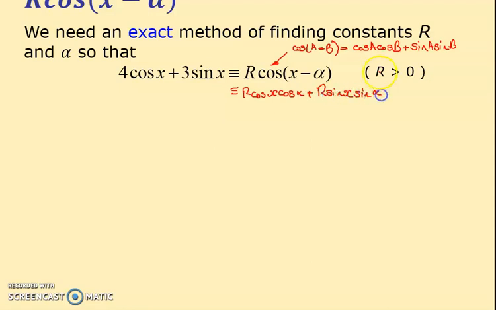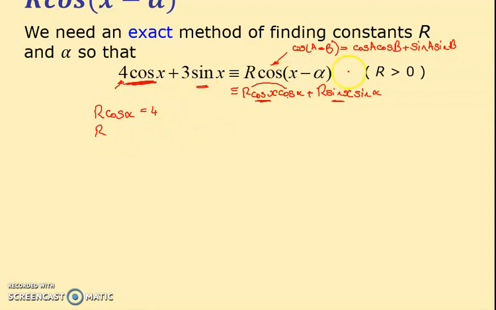And now what I do is I look over here and I say, oh, this is 4 cos x. If I join those together, I can say that r cos alpha must be equal to that 4. Because that says 4 cos x, and here the number of cos x that I've got is r cos alpha. And I've also got a statement saying a sine x is over here, and I've got sine x over here. So this is called equating coefficients.